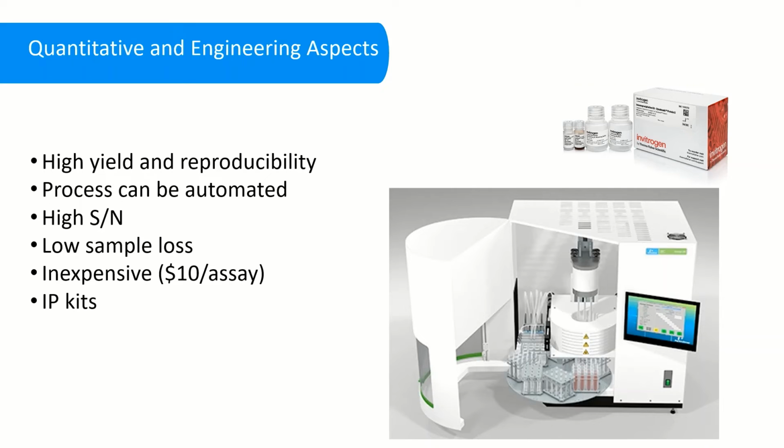IP is a great assay because protein that is present in small volumes in large samples can be obtained with high sensitivity and high signal-to-noise ratio. IP is a reproducible assay, relatively inexpensive, and the process can be automated and completed in 1.5 hours. Additionally, there's a huge variety of IP kits in the market to target different proteins.